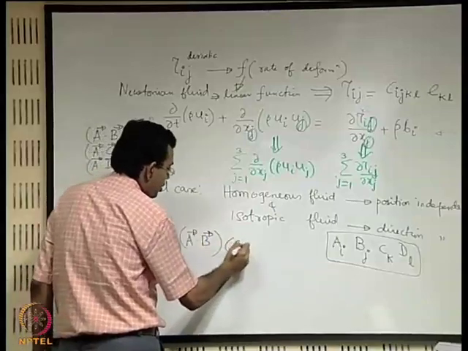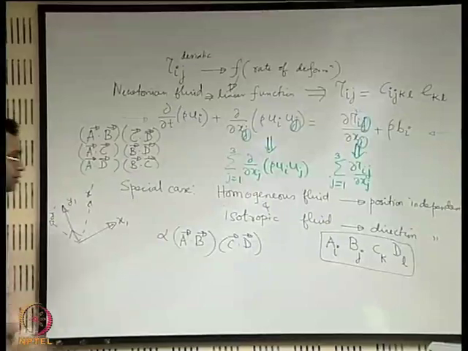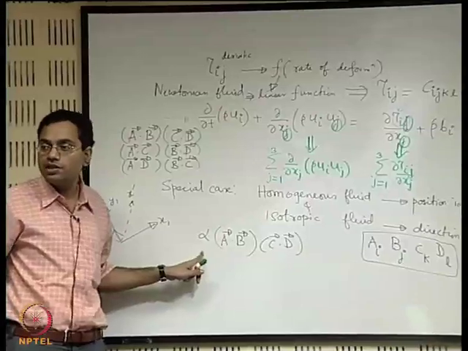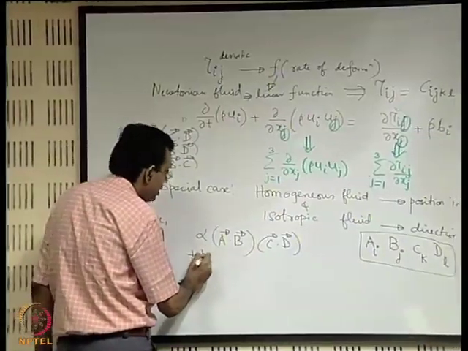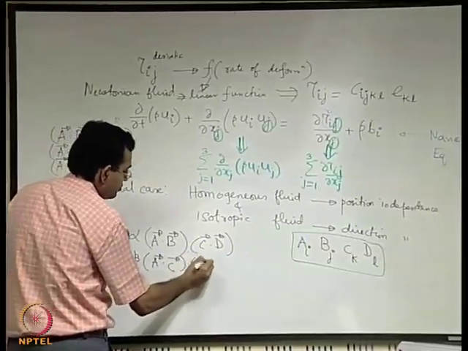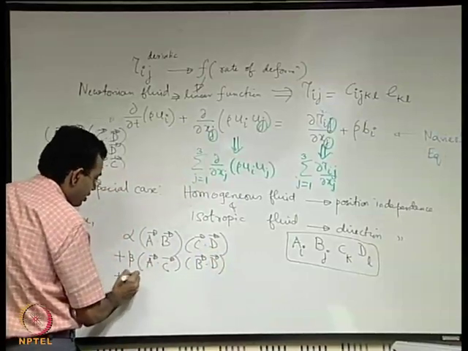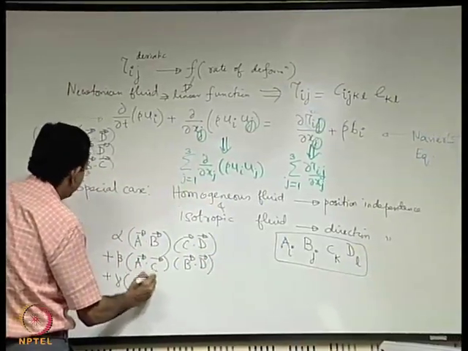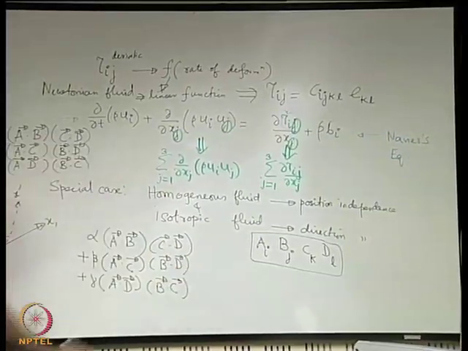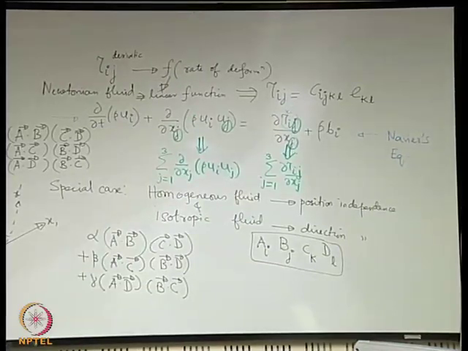A dot B, C dot D, with some multiplier of that, say alpha, because a scalar multiplier does not change any of its characteristics. So, alpha is just an arbitrary scalar multiplier, plus beta into A dot C, B dot D, and let us say plus gamma A dot D, B dot C. Okay. So, we have just made a linear combination of these three.